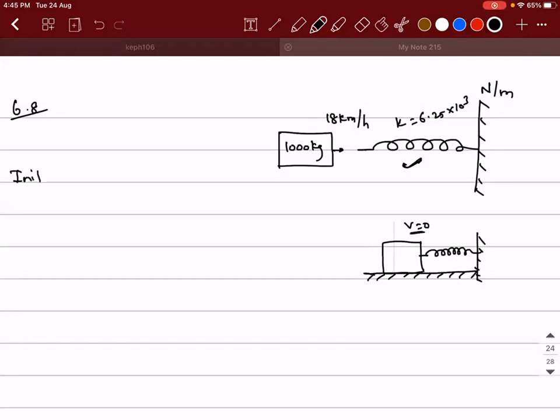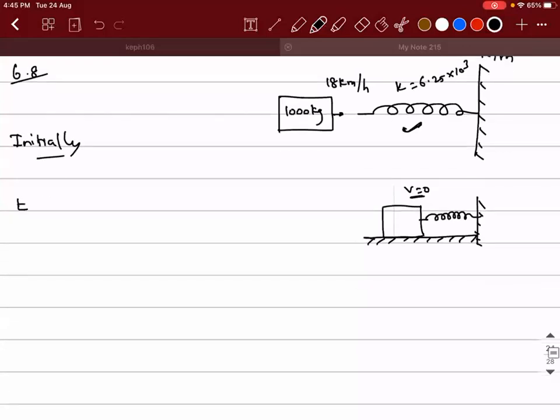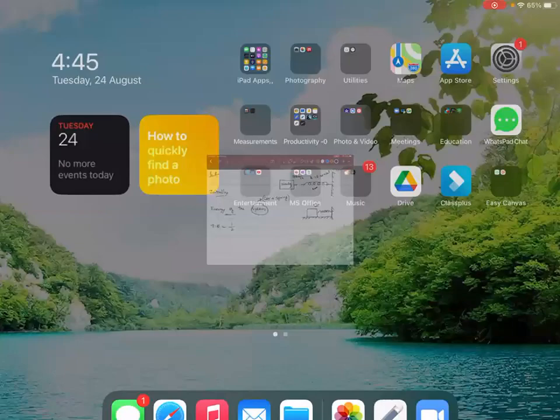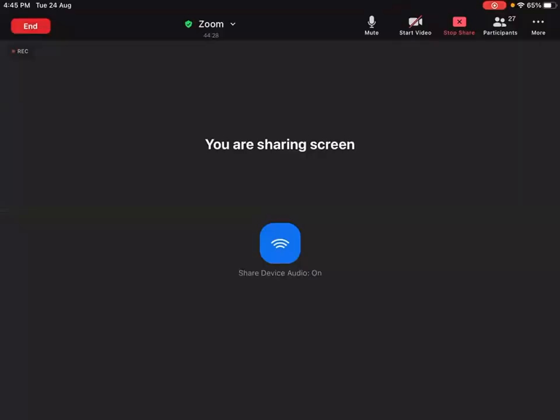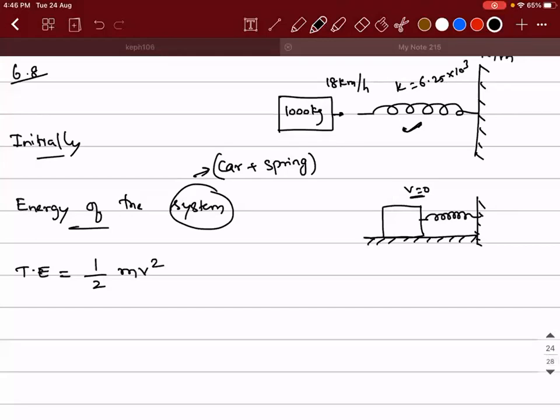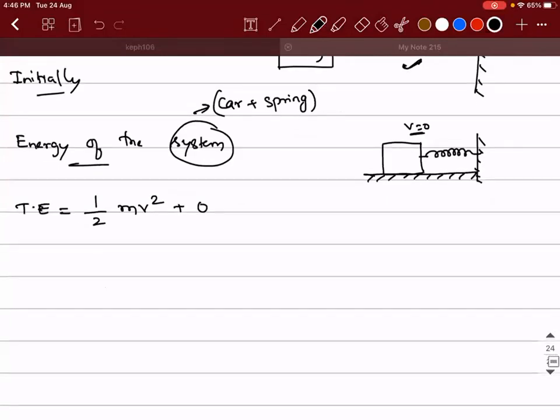So initially, what is the energy possessed by the system? When I use the word system, what am I trying to talk about? I'm talking about the car plus spring. So the car plus spring put together, if I call that a system, how much is going to be the total energy possessed by it? Are you guys there or not, first of all? Yes, sir. So half into m into v square plus the potential energy of spring, which is 0. So this is the total energy which is initially present.